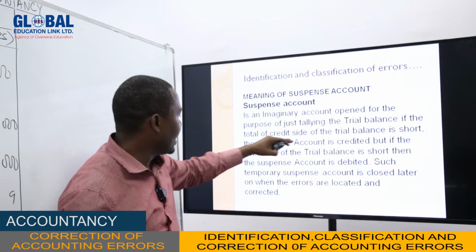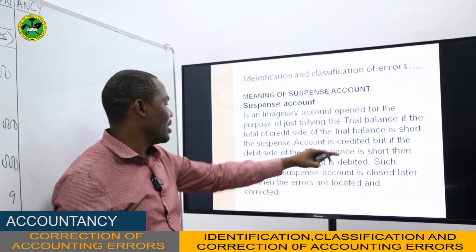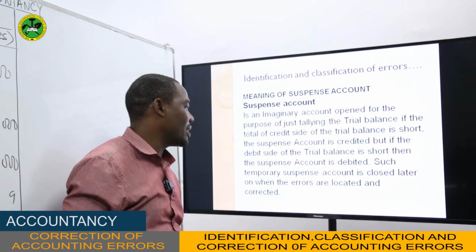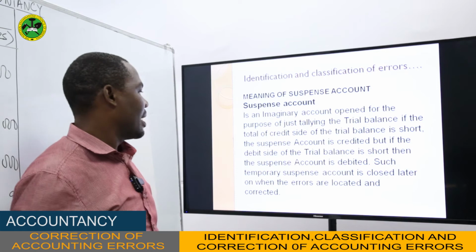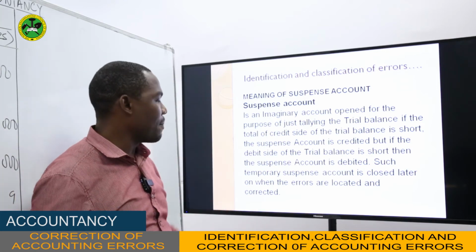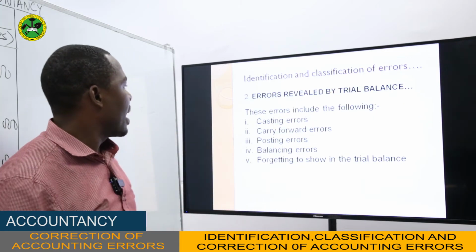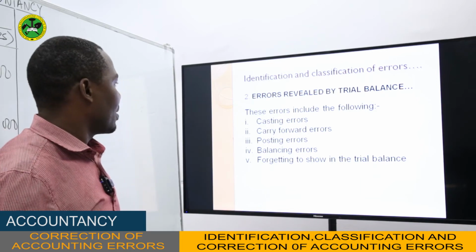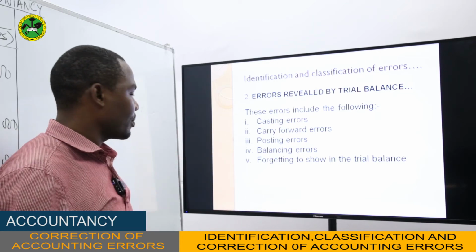If the total credit side of the trial balance is short, then the suspense account is credited. But if the debit side of the trial balance is short, then the suspense account is debited. So this temporary account is closed later after discovering these errors and correcting them. So automatically your suspense account is going to be eliminated. So these errors normally are of this nature.